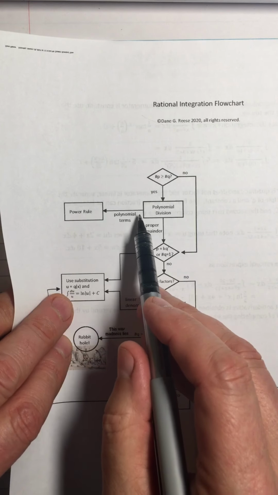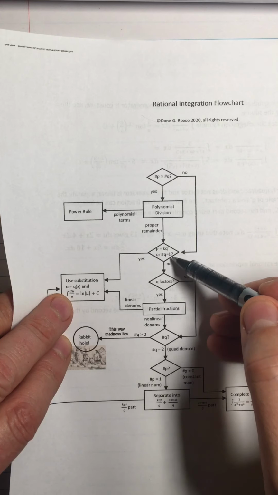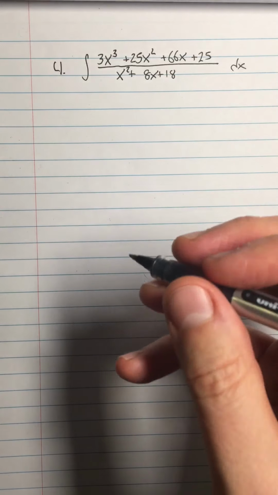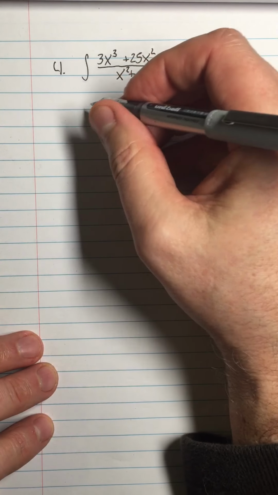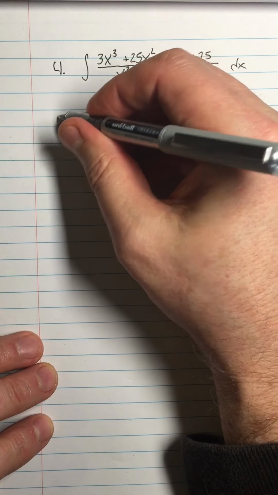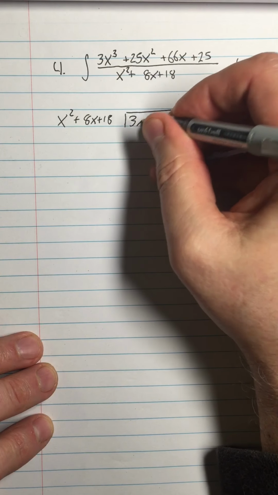This also tells you that on the polynomial terms, we're going to use the power rule, and on the proper remainder, we're going to go right back into our flow chart here. All right, so let's see how that works. First of all, I have to do the polynomial division. It's going to be time consuming. I'm going to have to watch details throughout and be really careful and clear and complete at every step.